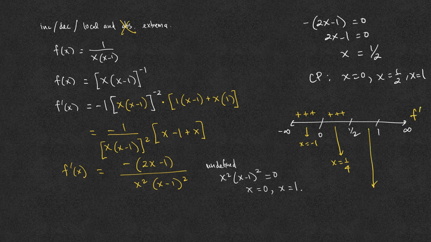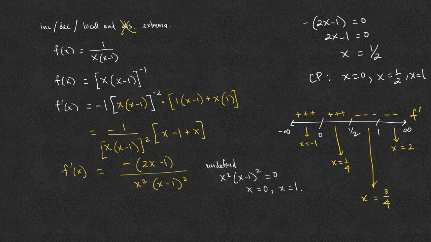For the next interval, we pick 3/4, which is between 1/2 and 1, and we plug this into, again, the numerator. 2 times 3/4 is 6/4. 6/4 minus 1 is positive, and so the negative sign in front makes it negative. For the last interval, we can pick any number greater than 1, x equals 2, for example. 2 times 2 is 4, 4 minus 1 is 3. The negative sign in front makes it negative.